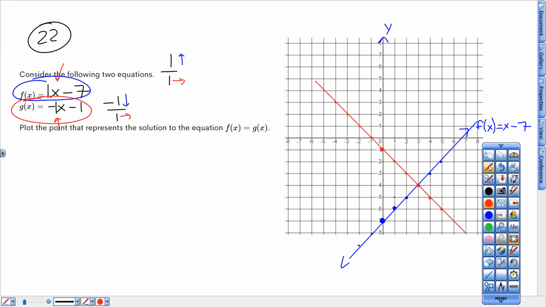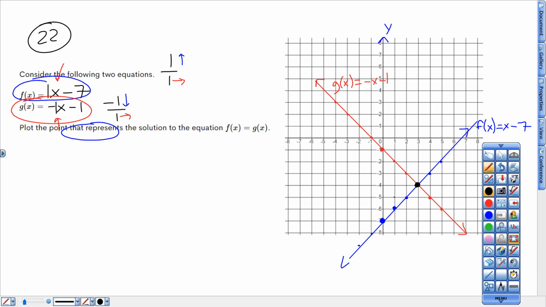Put arrows on the end showing that goes forever. Label that line because I have more than one line on one graph. It's helpful to label them. And then know that I want that solution point. They're going to have you plot that point. They want you to plot that point. If you plot all these points, probably will give that to you, even though the question wants you to plot only that point.